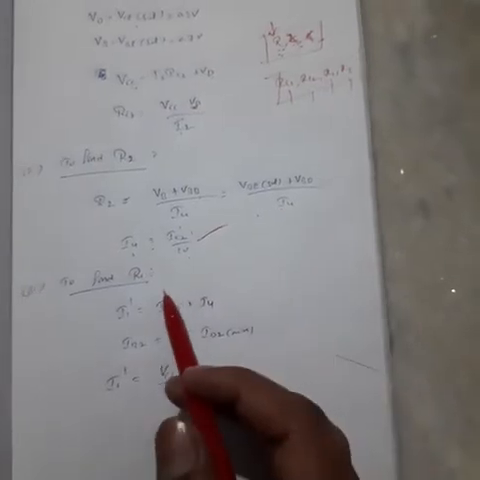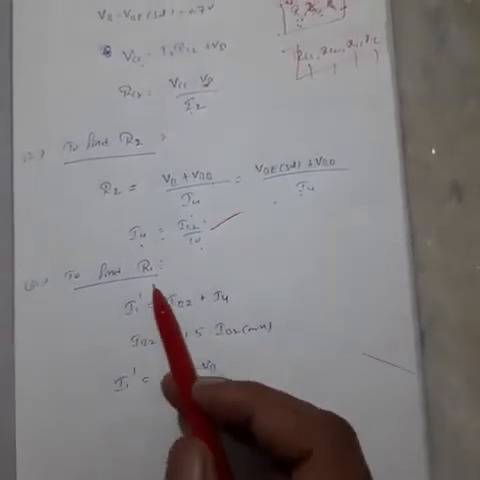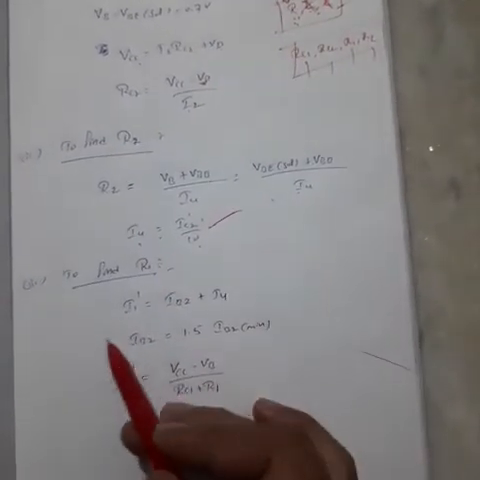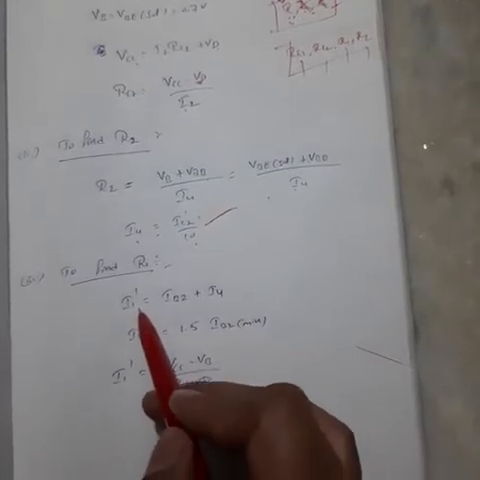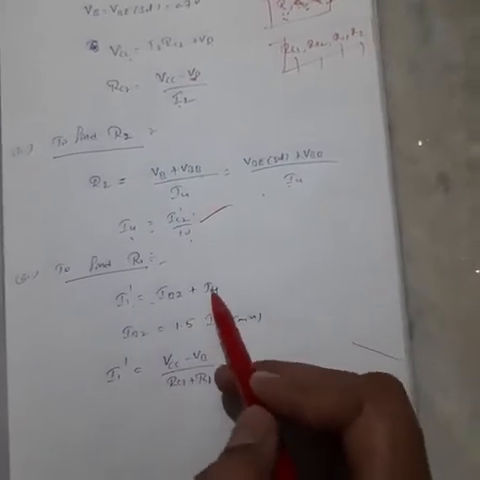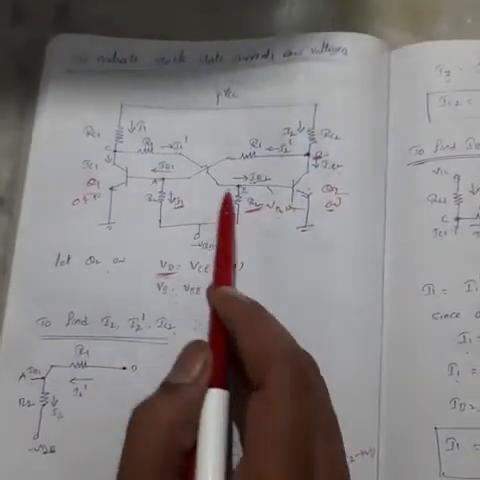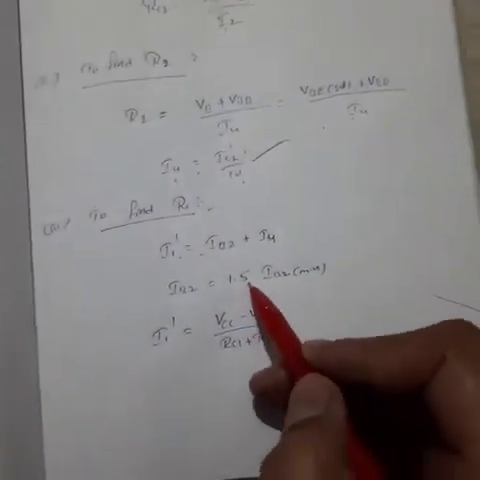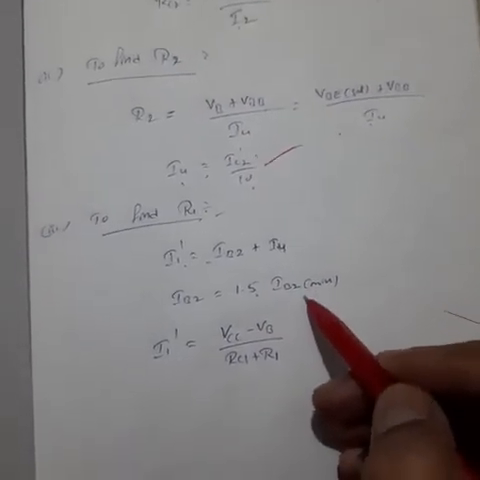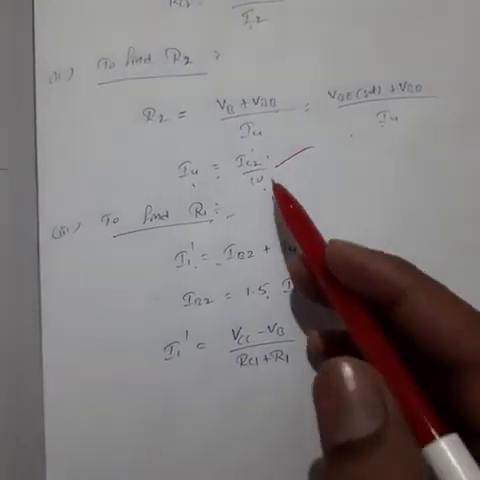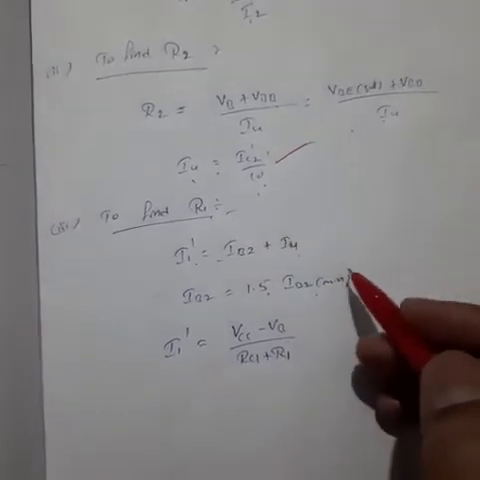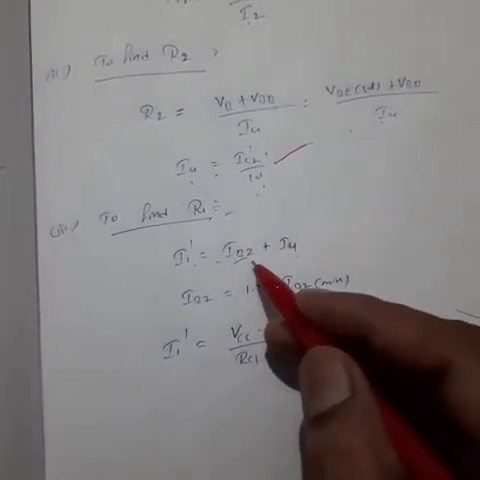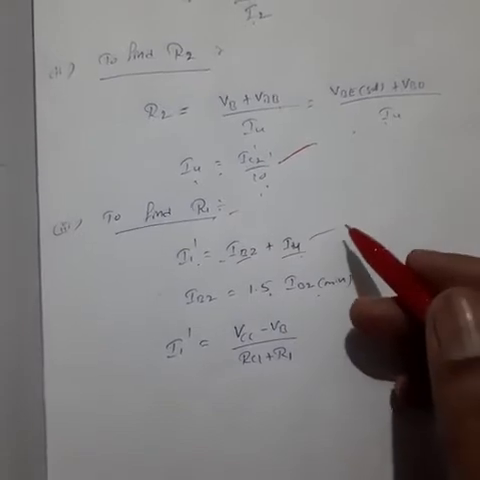Next, to find R1. We have to calculate R1. We know that I1 dash is divided into IB2 plus I4. From the circuit, I1 dash is I4 plus IB2. IB2 equal to 1.5 times of IB2 minimum. I4 equal to IC2 by 10. If we know these two values, then we know I1 dash.